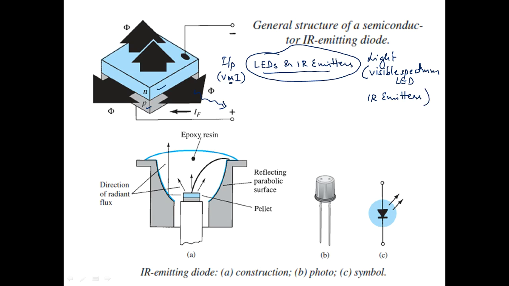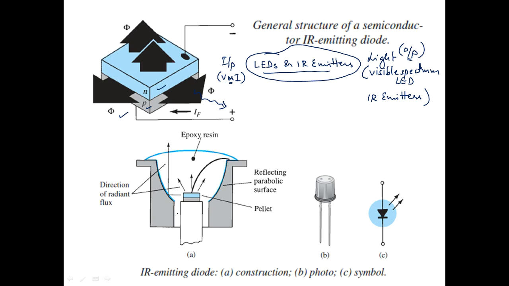That's the output which we obtain. If the same thing is reversed, wherein light is the input and the output is either a current or a voltage, then we call such structures by different names. We call them photodiodes, which we will be studying very soon. To talk further about the IR emitting diode, that's the general structure and the construction.